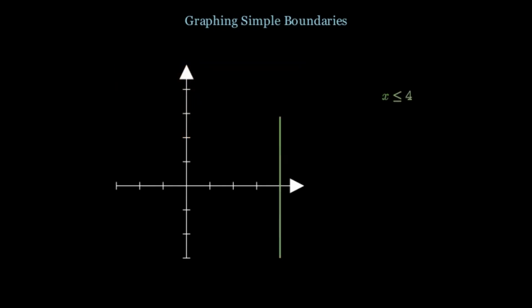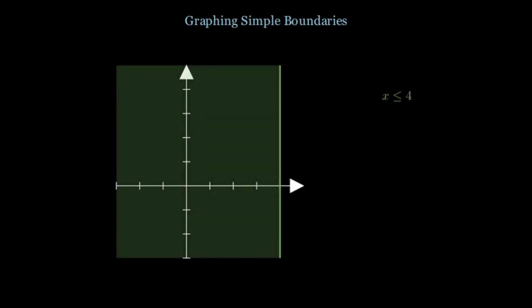Now let's look at x is less than or equal to 4. The boundary is x equals 4. This time, the line is solid because the boundary is included. Since x is less than or equal to 4, we shade the region to the left of the line. So the process is always the same. Find the boundary, decide whether it is dashed or solid, and then determine which side contains the solutions.